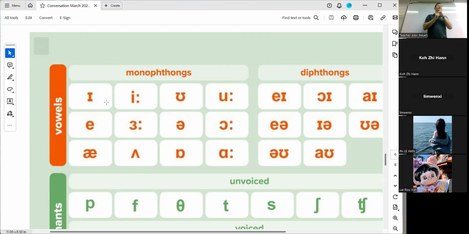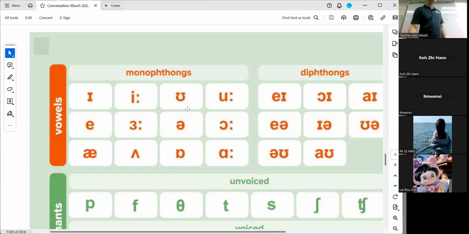Short one, E. E. Again, E. The second, when you see this one with two dots, it's a longer E. Hey, go again, go la! People! E. Hey, read with me, E. E. Okay. Third one.